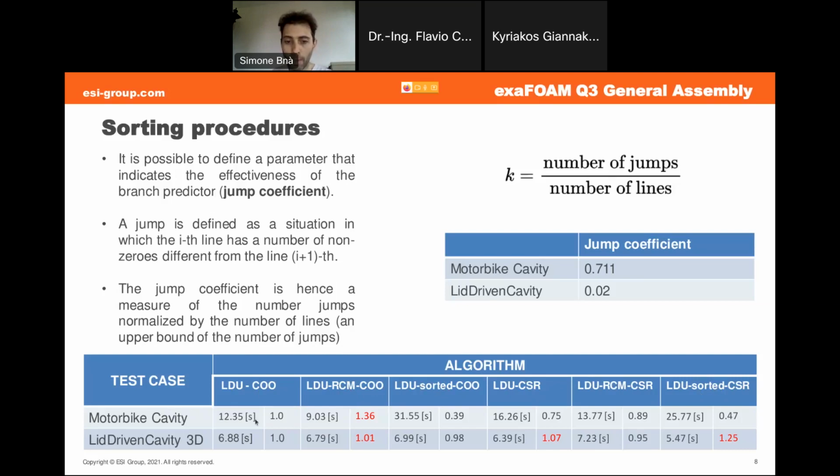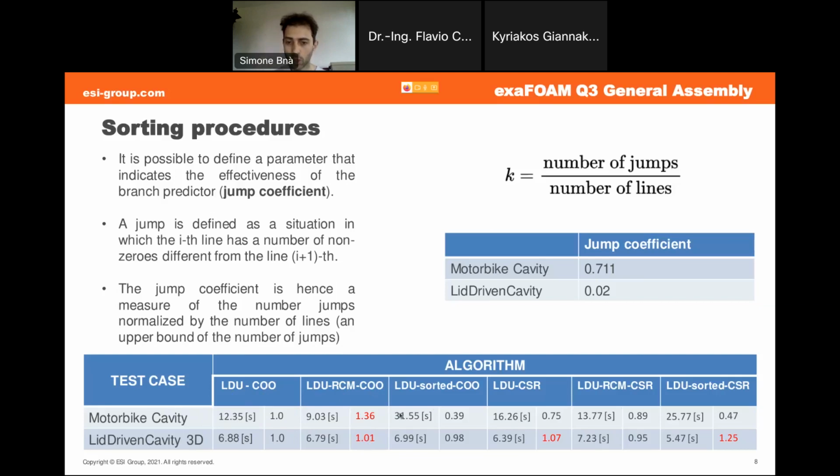What are the main results of this very simple test? If we look at LDU, moving from LDU-CO to LDU-RCM-CO, the speedup is basically equal to 1. So there is no advantage in the lid-driven cavity from moving from LDU-CO to LDU-RCM-CO. For the motorbike, you get a benefit, a speedup of 1.36.